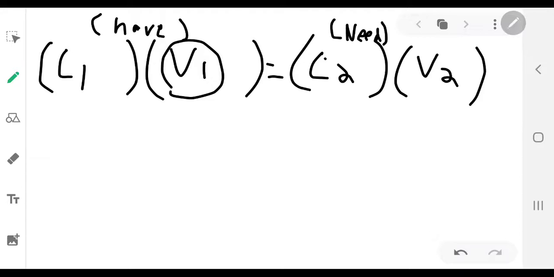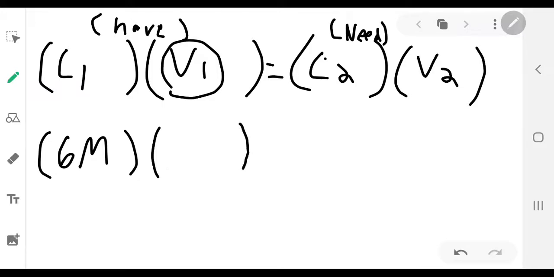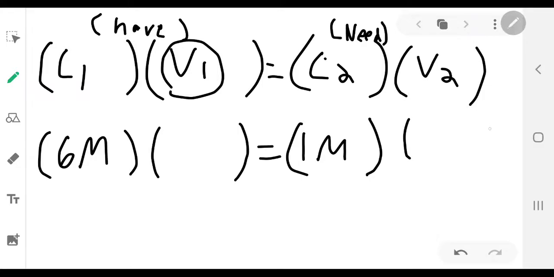Okay, so how do we do this? So let's say that we have a concentration of 6 molar. So generally, molarity is something we would use. And let's say we don't know the volume of this just yet. But we know what we want. That's up to us. Okay, so let's say the protocol says we need a 1 molar solution. And we need, let's say we need 300 milliliters of this.